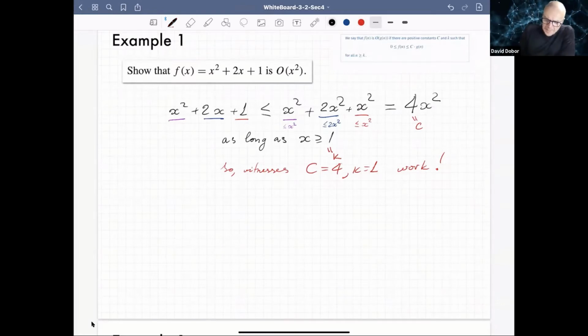Now, how about, can smaller c's work? So I claim that even c equals 2 will work, because I can dominate this polynomial by 2x squared. In fact, by 1.1 x squared, I can do it. But let's see. How about now, let's try another solution. So this is another solution.